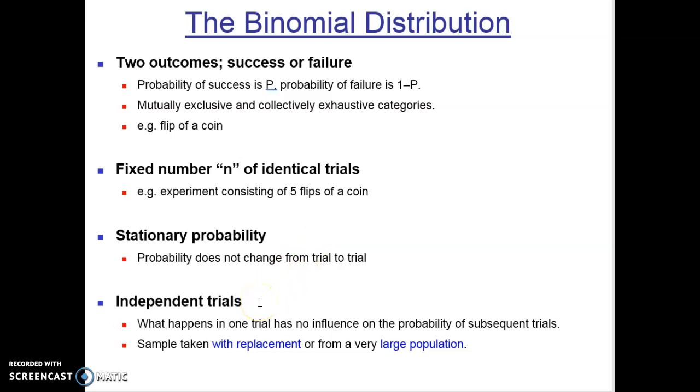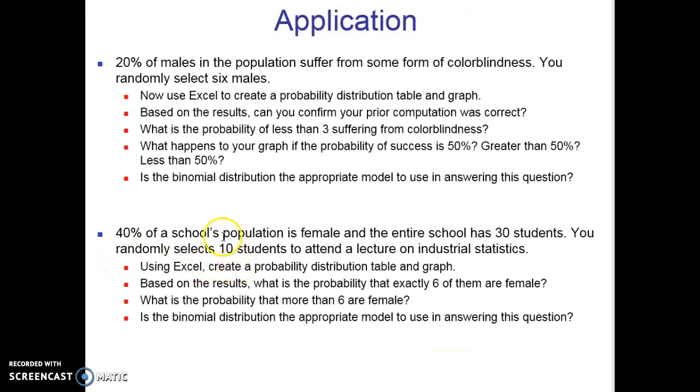Independent trials. For this, we either need to take our sample with replacement or from a very large population. This requirement is not satisfied. Go back to the question and note that because we selected 10 students from a school of 30 students, we are not selecting from a large population, meaning that the binomial will not work optimally to evaluate the probabilities of this scenario. Instead, we would use a different tool, which is called the hypergeometric, and we'll get to that later.